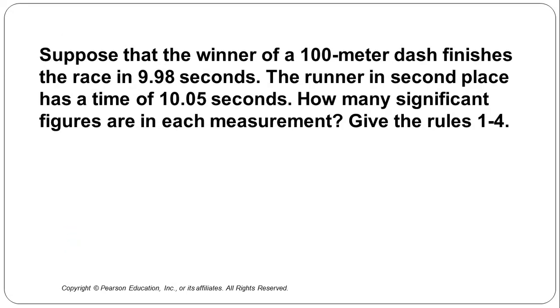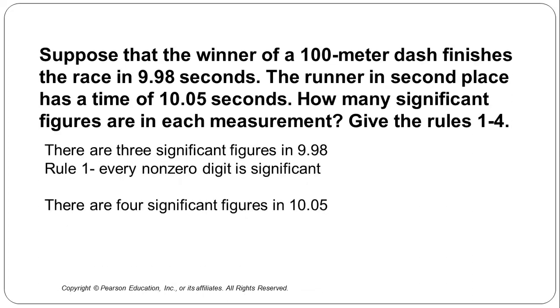Now, suppose that the winner of a 100-meter dash finishes the race in 9.98 seconds. The runner in second place has a time of 10.05 seconds. How many significant figures are in each measurement? Give the rule number 1 to 4. Okay, so there are three significant figures in 9.98 kasi lahat yan ay non-zero digits.